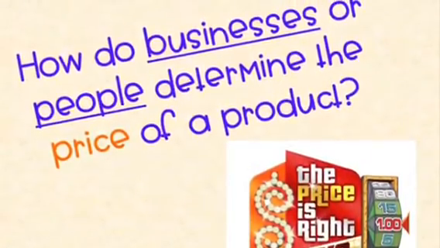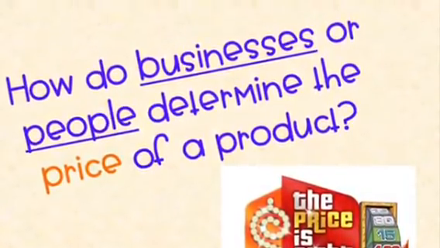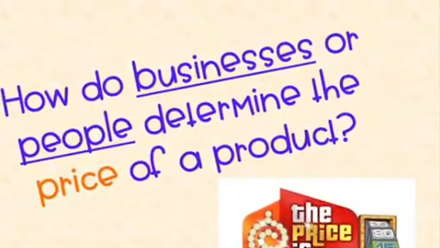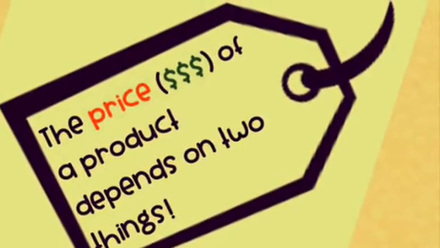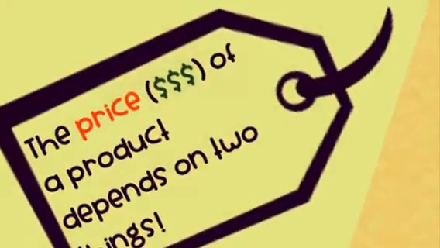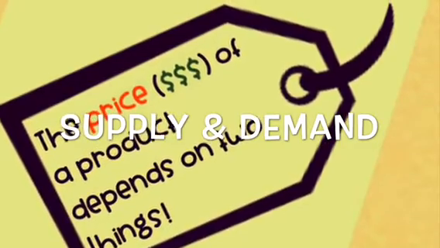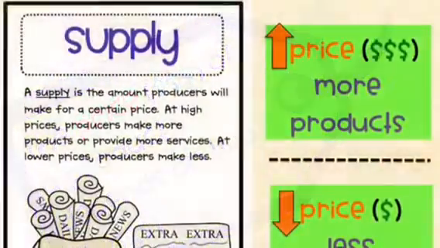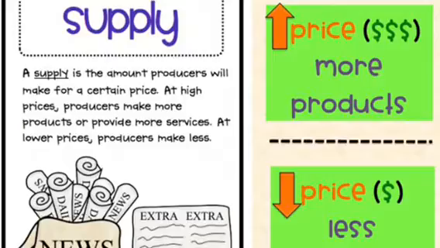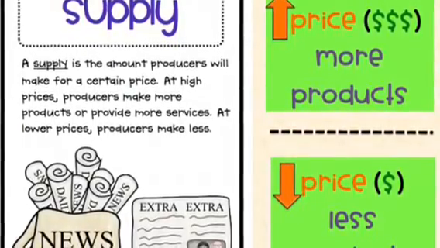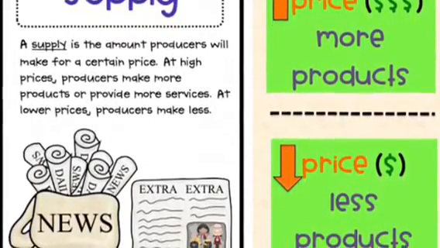Everyone in a market is buying or selling goods or services, but how do businesses or people determine the price of a product? The price of a product depends on two things: the supply and demand of a product. Supply. A supply is the amount producers will make for a certain price. At high prices, producers make more products or provide more services. At lower prices, producers make less.